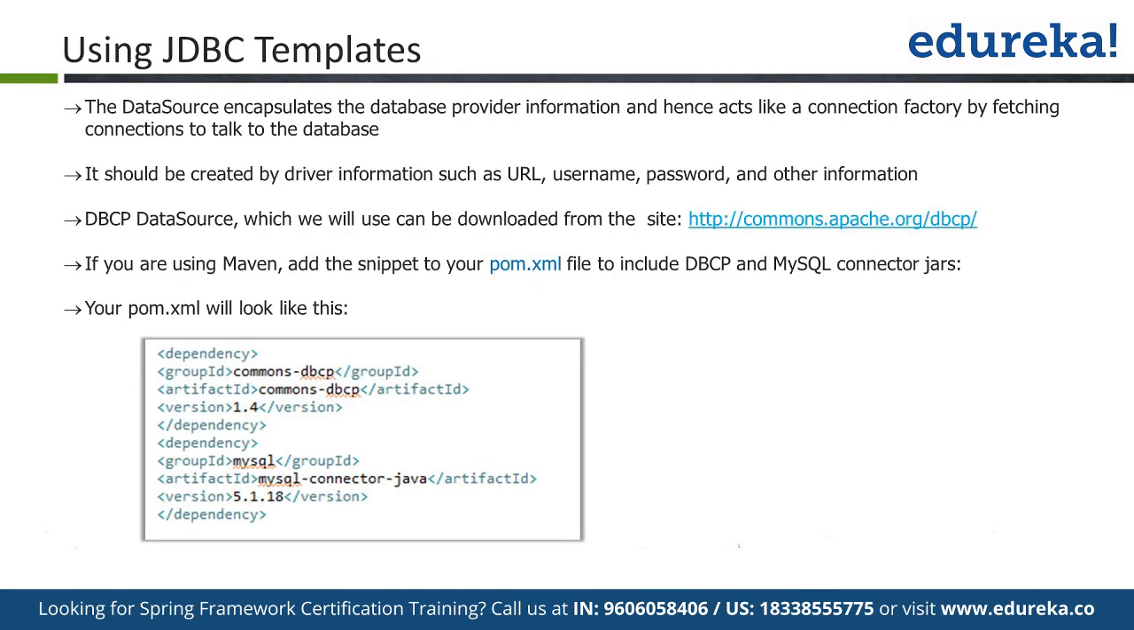Using JDBC template. Before using JDBC template, we need to make sure that we have a certain database, and for that database, we should have the Java-to-database connector, typically a jar file. In the case of MySQL, we'll use the MySQL connector Java jar file, and for connection pooling, we'll be using the Apache Commons library, Commons DBCP, for database connection pooling.